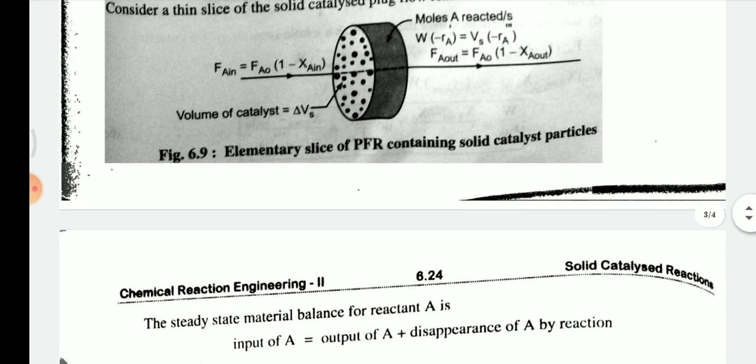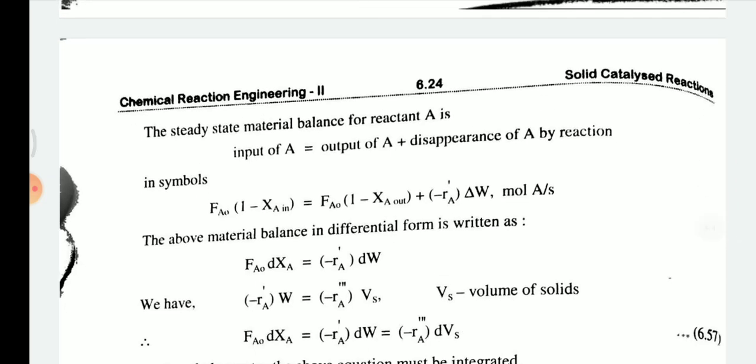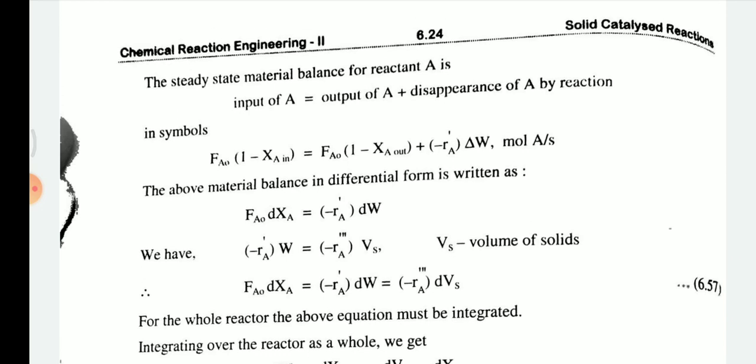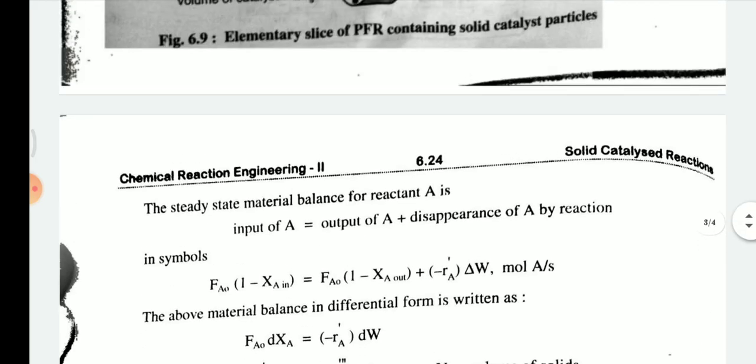Okay, now the steady state material balance for the reactant A. For reactant A we allow steady state condition. So inlet, that means input, is equal to the output plus disappearance or accumulation. So input of A is equal to, since it is a plug flow reactor, the output of A plus disappearance of A by the reactions. So put the values of the material balance. It should be in symbolic terms.